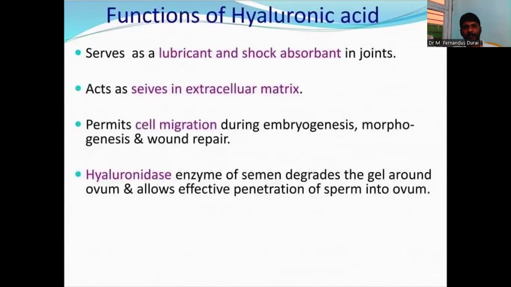Functions of hyaluronic acid: it serves as a lubricant and a shock absorbent in joints.